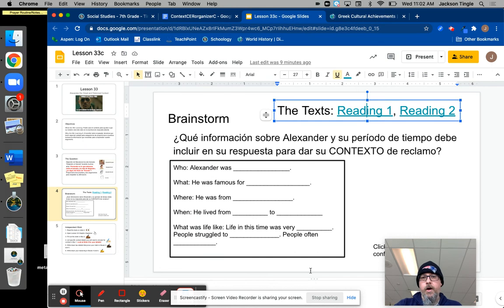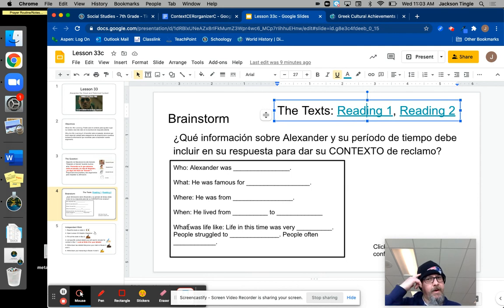This box is going to help you get ready to write. It's going to give you the context, the information you need. So after looking at the texts, who was Alexander? Alexander was... What did he do? He was famous for... Where was he from? He was from... When did he live? He lived from blank to blank.